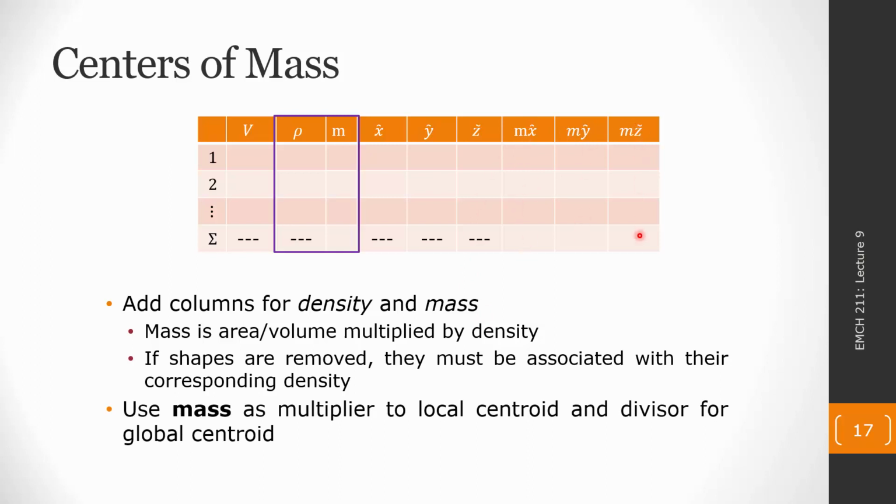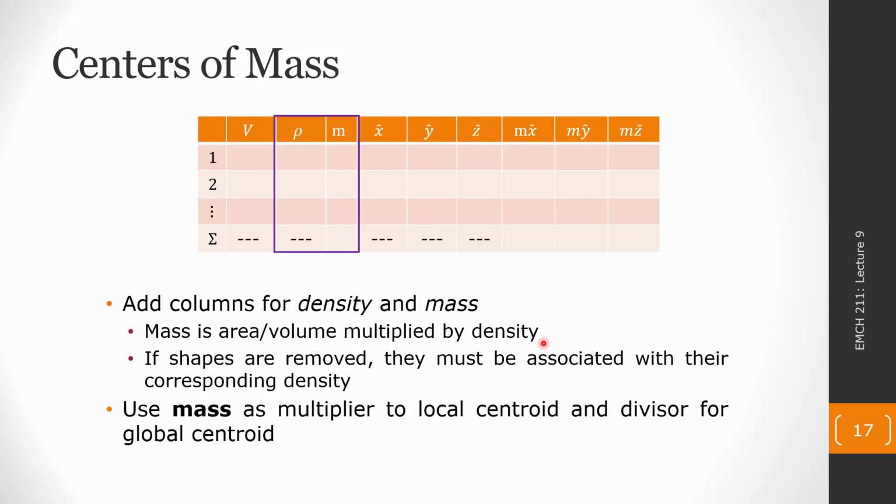And then when we want to find the center of mass, the x bar, y bar, z bar, it's going to be the sum of the mx tildes over the sum of m. The y bar is the sum of the my tildes over m, and the z bar is going to be the sum of the mz tildes over m. So the m, the total mass of our object, is going to act as the divisor for the x bar, the y bar, and the z bar.